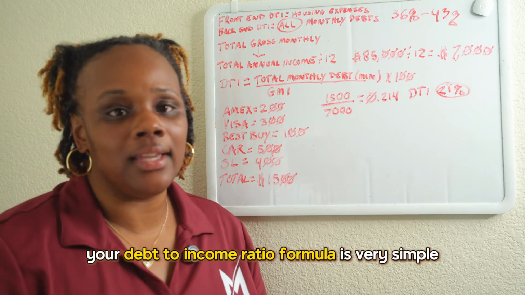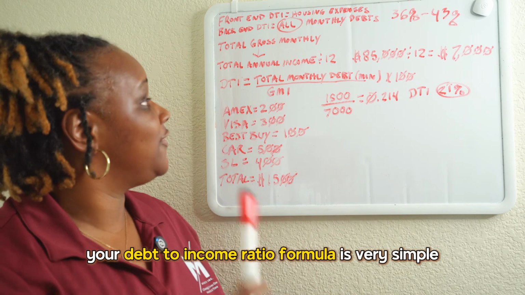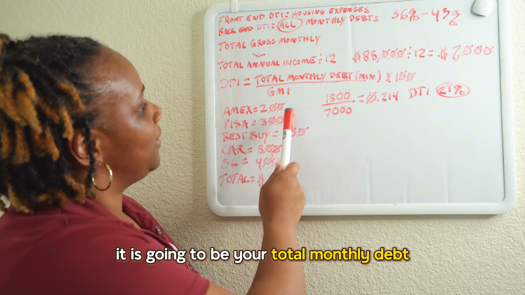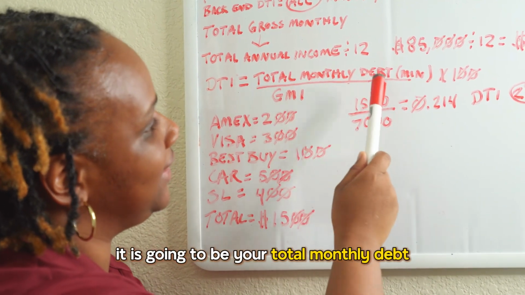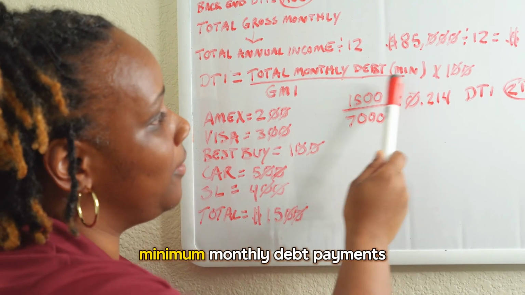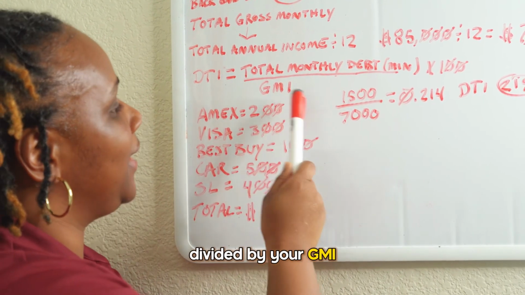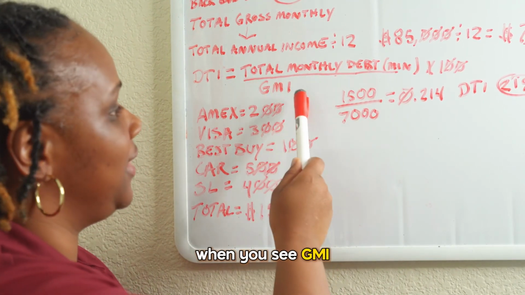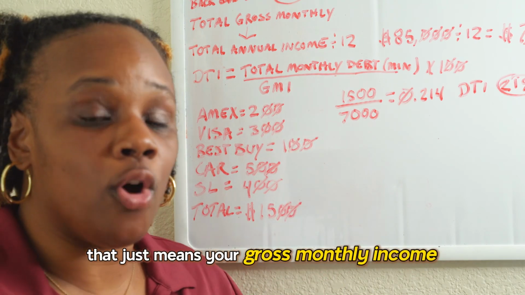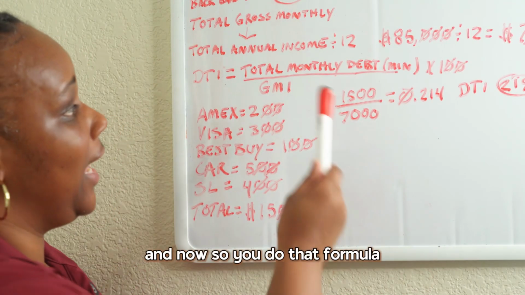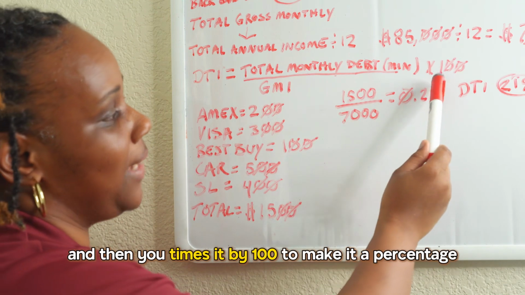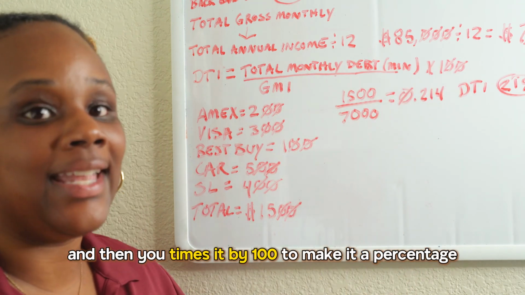Now, your debt to income ratio formula is very simple. It is going to be your total monthly debt. Again, we're talking about minimum monthly debt payments divided by your GMI. When you see GMI, that just means your gross monthly income. And now, you do that formula and then you times it by 100 to make it a percentage.